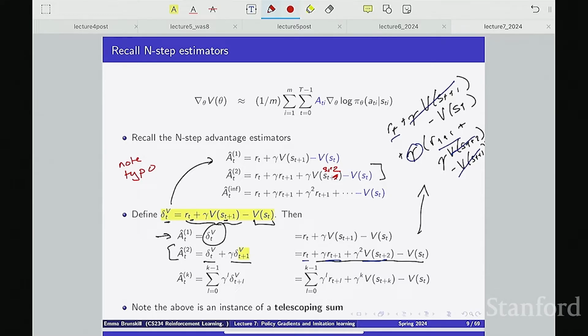So these all end up being exactly equivalent, and we've just rewritten it in terms of this delta notation using a telescoping sum. Okay, so these are just different n-step estimators. We haven't done anything new yet; we've rewritten things, but we haven't introduced any new type of estimator. These are just different advantage functions, and as you might imagine, the first one is going to be low variance, high bias. The last one is going to be low bias, high variance.